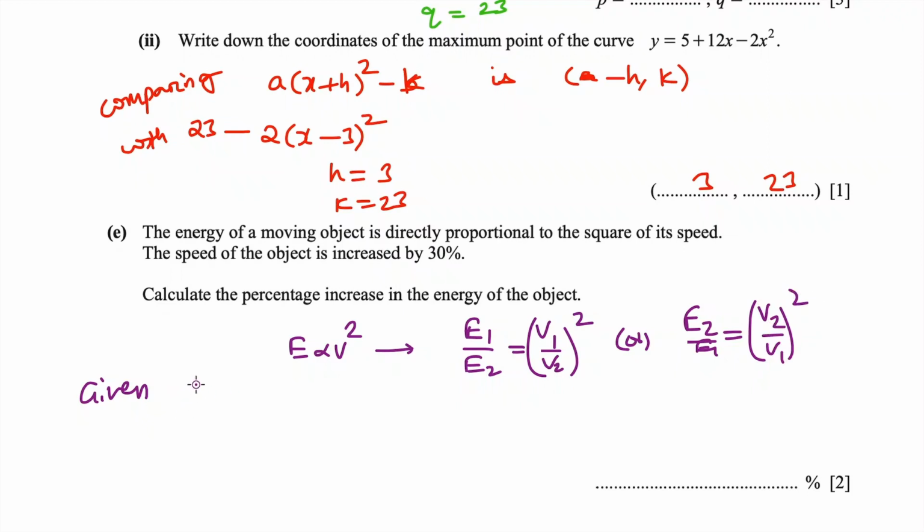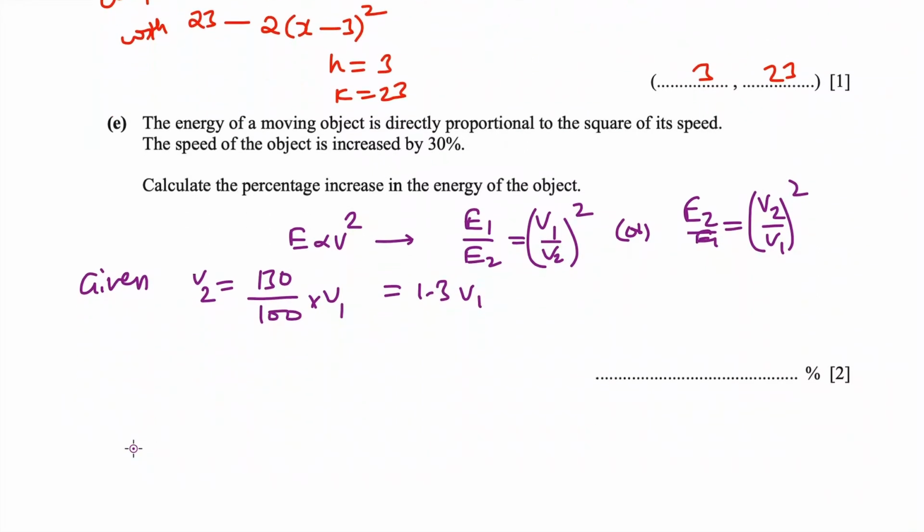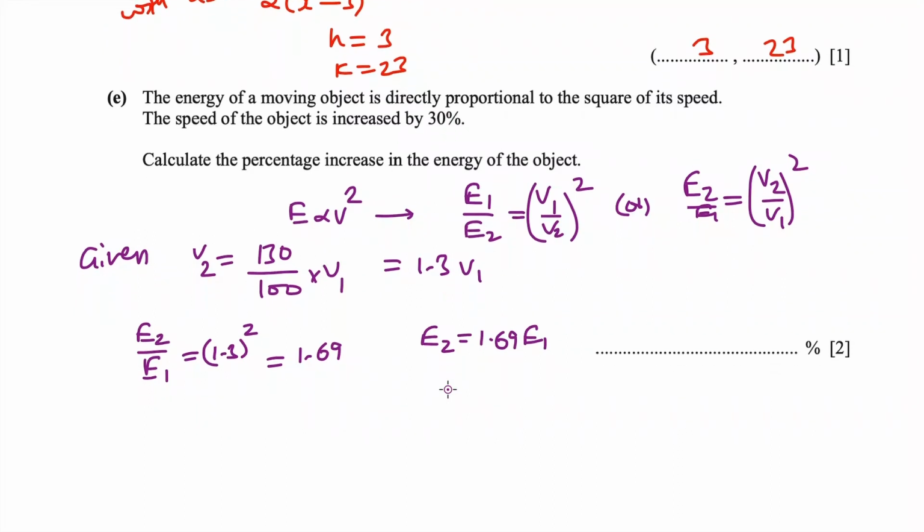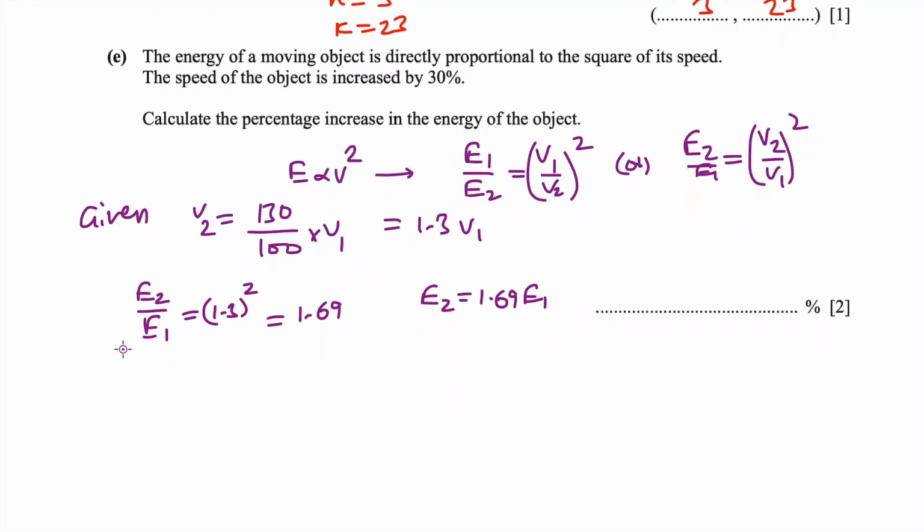So, given that V2 is equal to 130 by 100 into V1, which is 1.3 V1. Why? Because the speed has increased by 30%. So, 100 plus 30 divided by 100 into V1, which is 1.3 V1. So substituting it, what will I get? So E2 by E1 is equal to 1.3 whole square, which is 1.69, or E2 will be equal to 1.69 into E1.